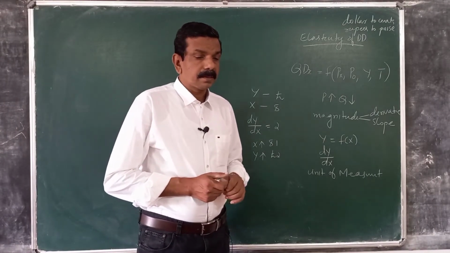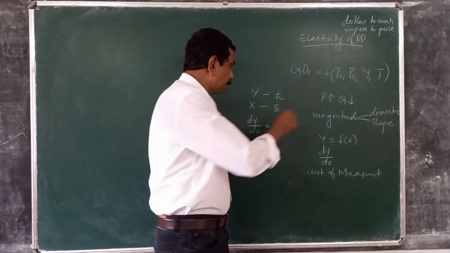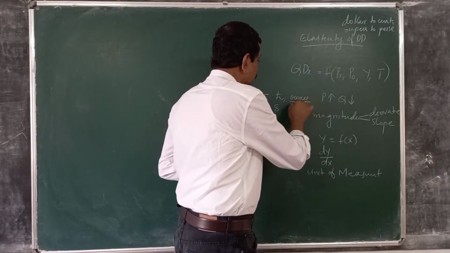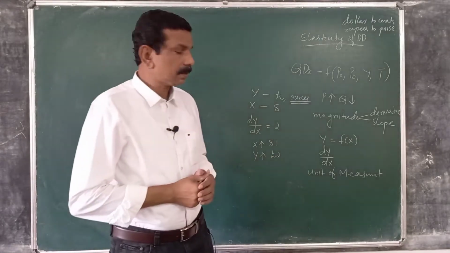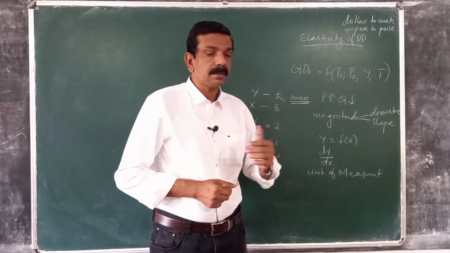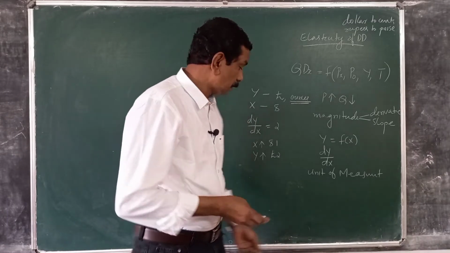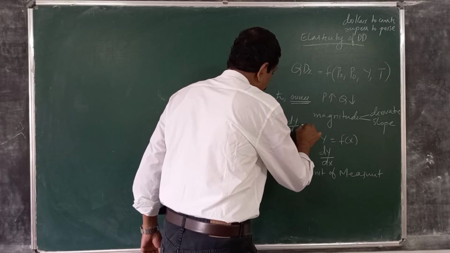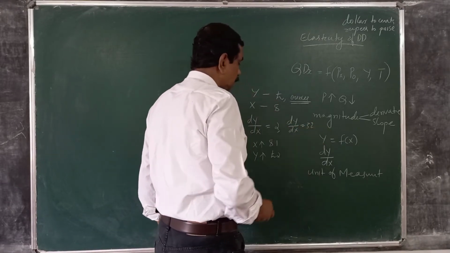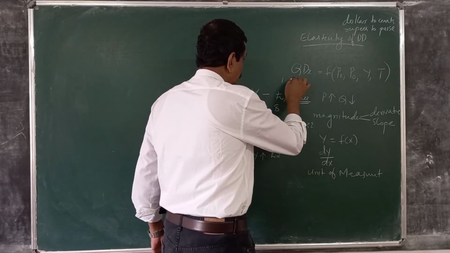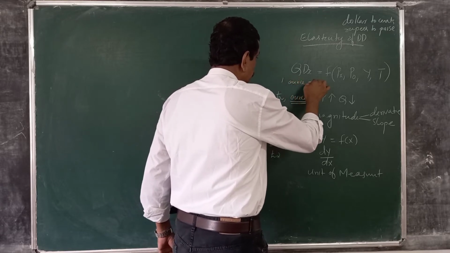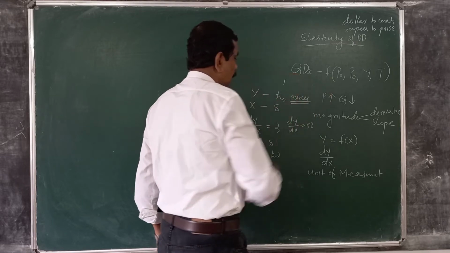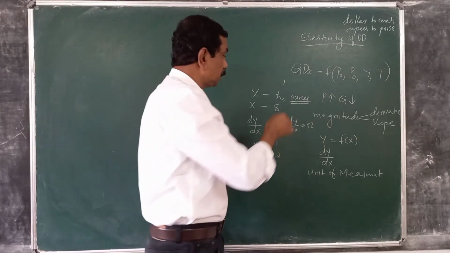Now suppose that y is changed from pounds to ounces. X is measured in dollars itself. Then you will get dy by dx as equal to 32, because 1 pound is equal to 16 ounces.